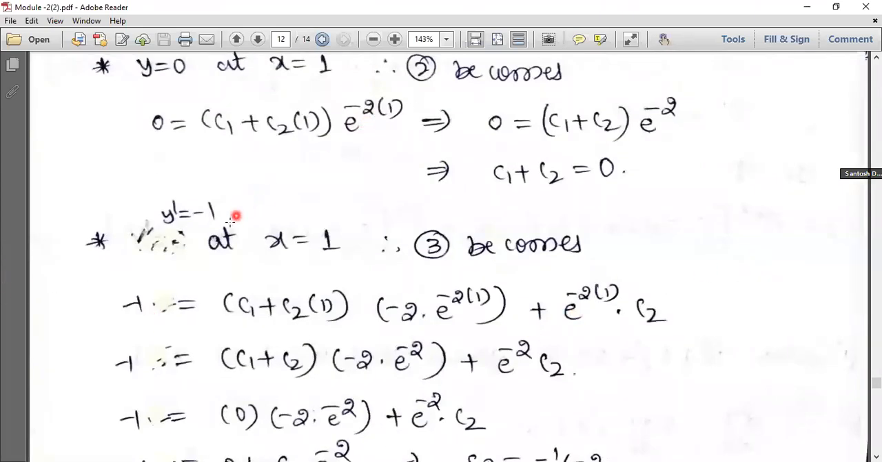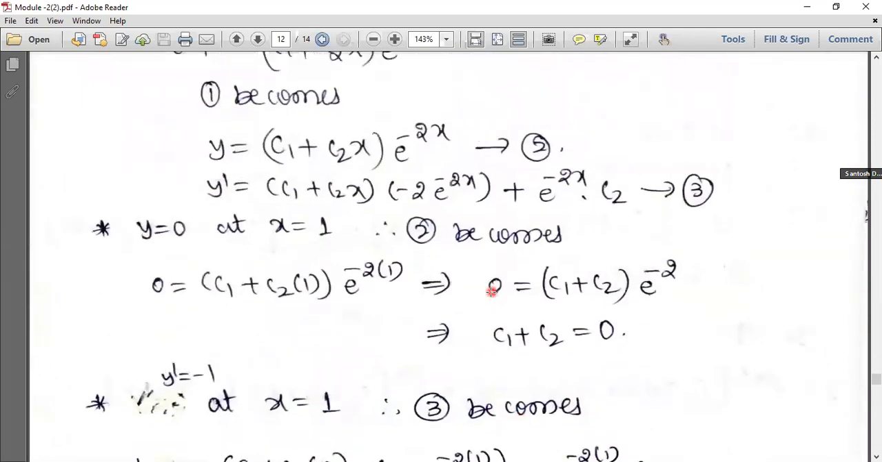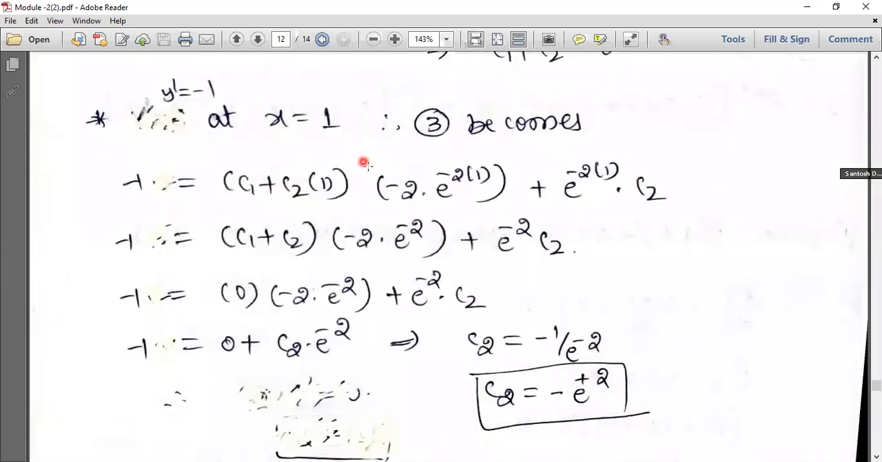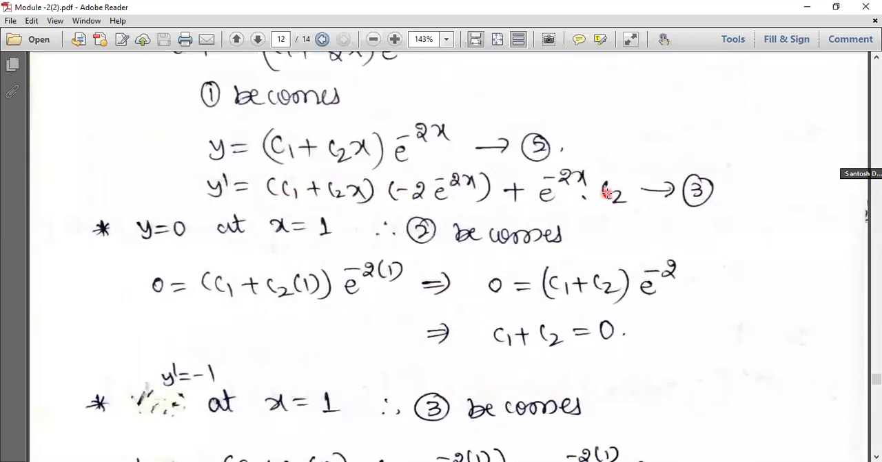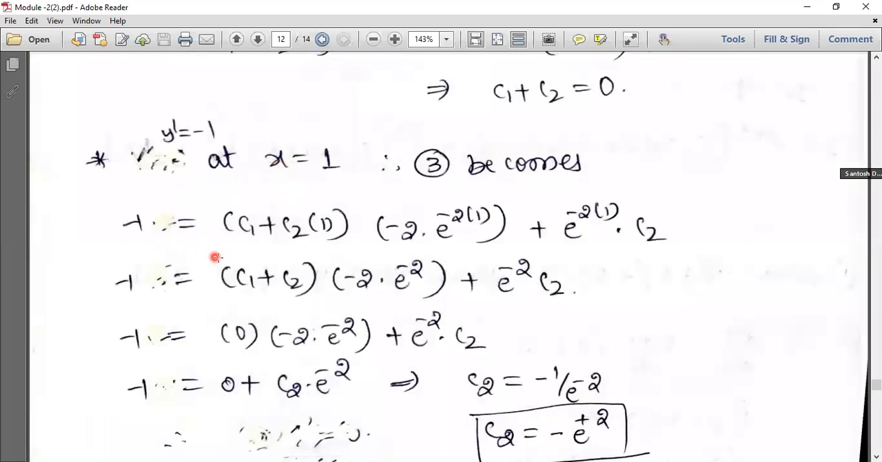Next, y dash is equal to minus 1 at x equal to 1. Substitute in equation 3. So equation 3 becomes minus 1 is equal to... here you have to substitute y dash equal to minus 1 and x equal to 1. Wherever x is there, substitute 1. Wherever y dash is there, substitute minus 1.